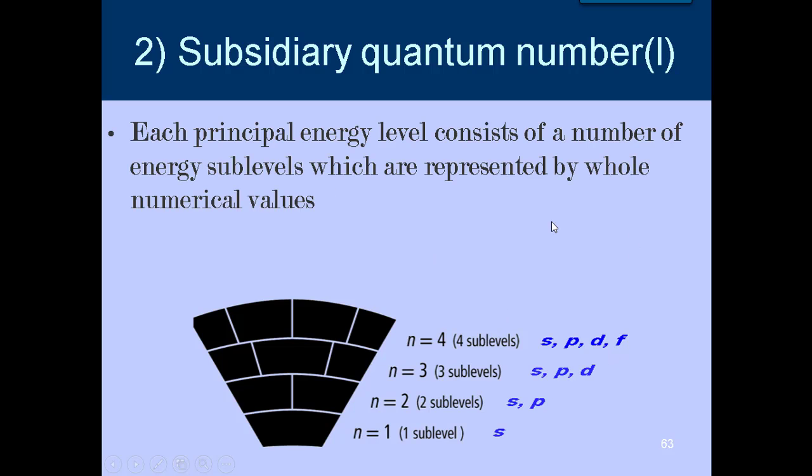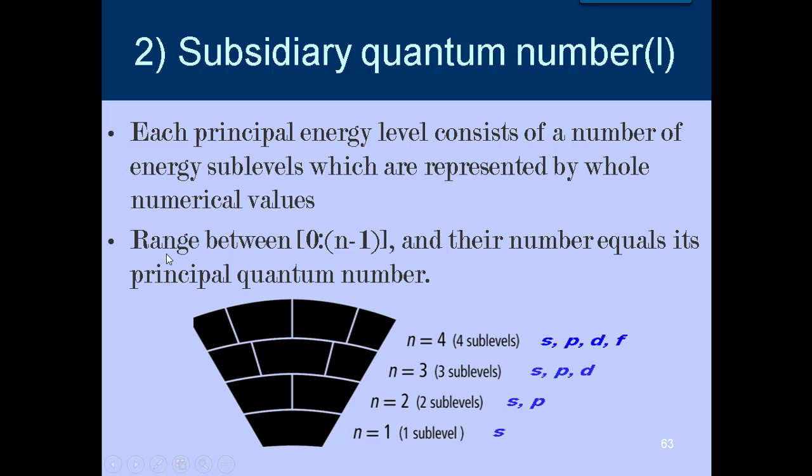Let's see how to determine the subsidiary quantum number of these four sublevels. We have to calculate a range for each energy level to know the subsidiary quantum number for each sublevel. The range is from 0 to n minus 1, and of course n is the number of the energy level. In the following slide, we are going to calculate the subsidiary quantum numbers for each sublevel.